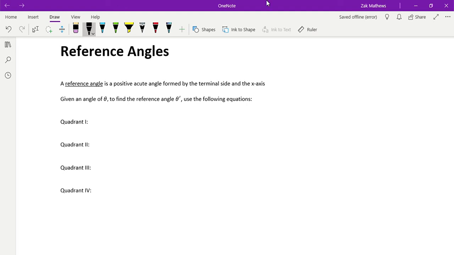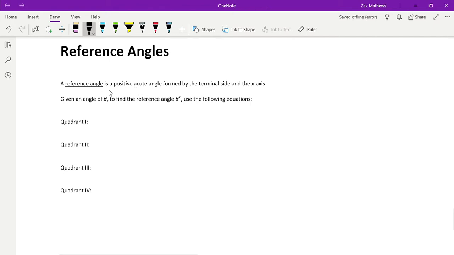Let's talk about reference angles. Reference angles are going to be very useful throughout the course because they allow us to take an angle that's in the first quadrant to see how it behaves in the second, third, fourth quadrant, or conversely take something that's in the second, third, fourth quadrant and think about a more simple angle, something that would just be in the first quadrant, a positive acute angle. And that's kind of the key to these things.